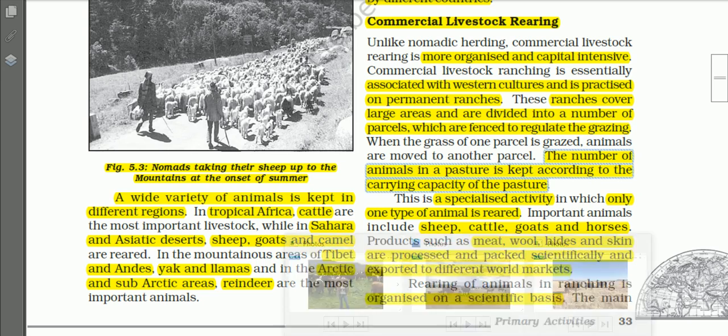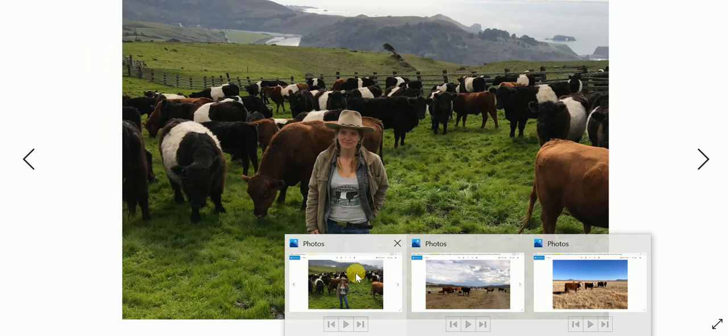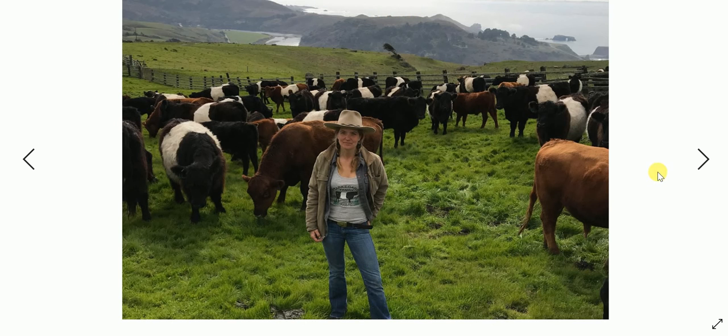So here we have some photographs showing this livestock ranching. This is a photograph showing livestock ranching. I think you may be seeing fences here, barbed wires and the fencing is here, and cattle are grazing here.